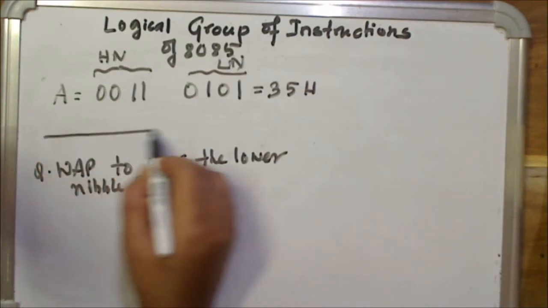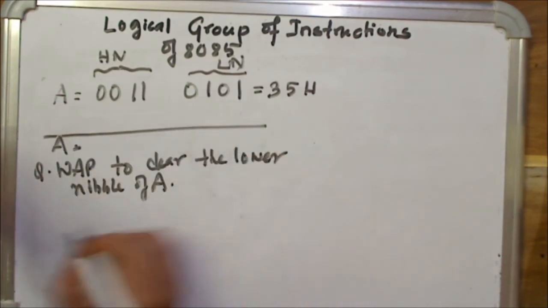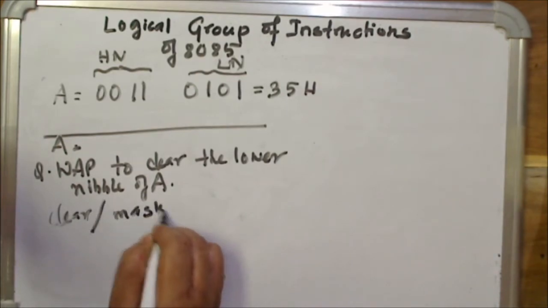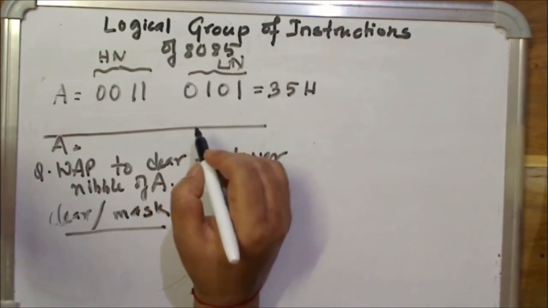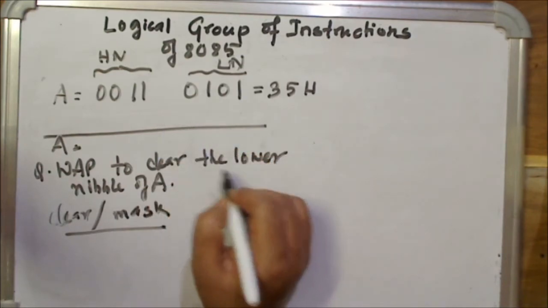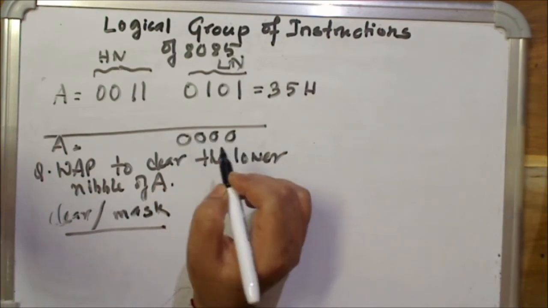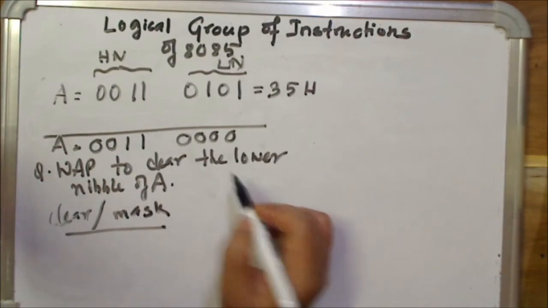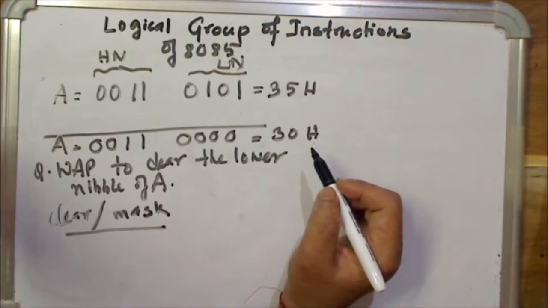That means I want my result as, this is the lower nibble, clear or mask. I can say either clear or mask, both are the same, remember. So what result am I expecting? If I clear the lower nibble, the lower nibble will be 0000 and the higher nibble will remain as it is. So this is the result that I am expecting, that is, I am expecting the result as 30H.